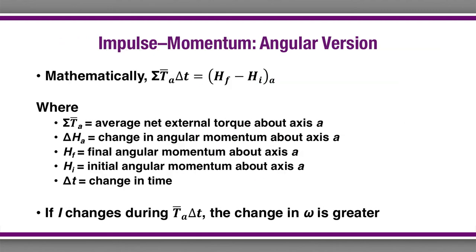So the impulse-momentum relationship in an angular motion context is mathematically represented by the sum or the average net external torque about axis A, represented by T sub A, times the change in time is equal to H sub F minus H sub I, or the final angular momentum about axis A minus the initial angular momentum about axis A. So if I changes during this change in time, the change in angular velocity is greater of this rotating body.